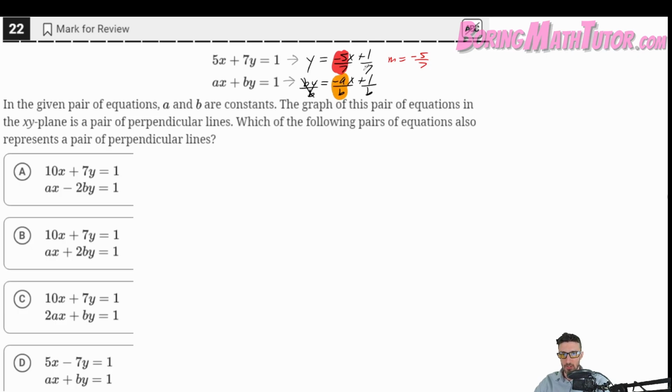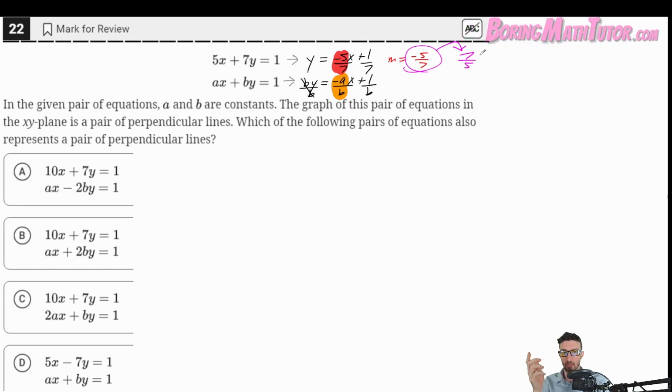Now, here's the thing. We know that they're supposed to be negative reciprocals. So what I really should have done after I got this slope was to take the negative reciprocal of it. Now that would make it 7 over 5. So that must mean that negative a over b must equal 7 over 5. Okay, so I can say that positive a over b is equal to negative 7 over 5.